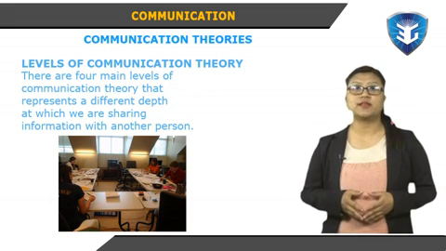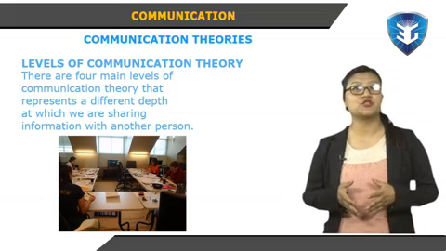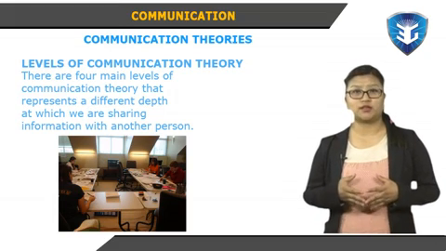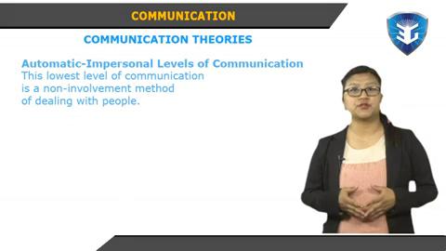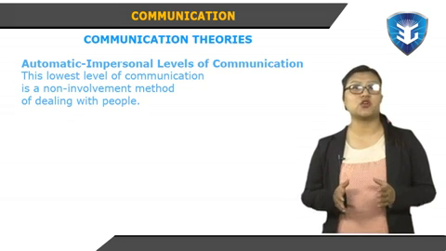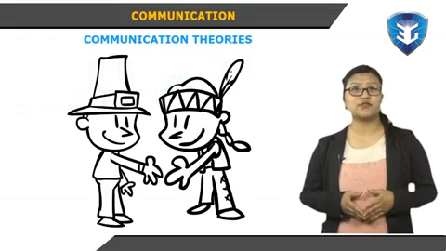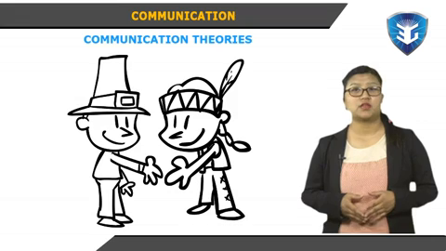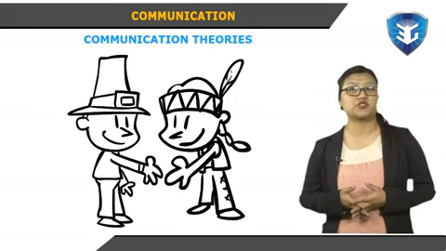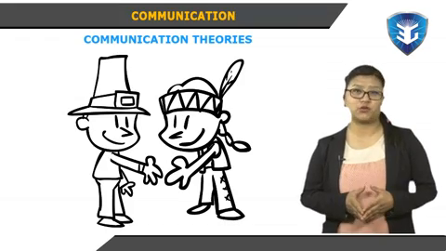There are 4 main levels of communication theory that represent a different depth at which we are sharing information with another person. Automatic impersonal level of communication. This lowest level of communication is a non-involvement method of dealing with people. The conversations at this level provide minimum disclosure. This usually includes greetings, superficial conversations about weather, and casual acknowledgements of strangers and acquaintances.